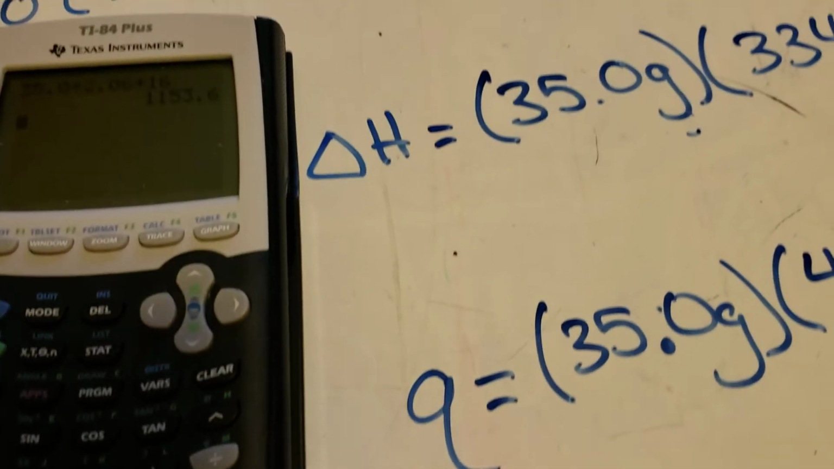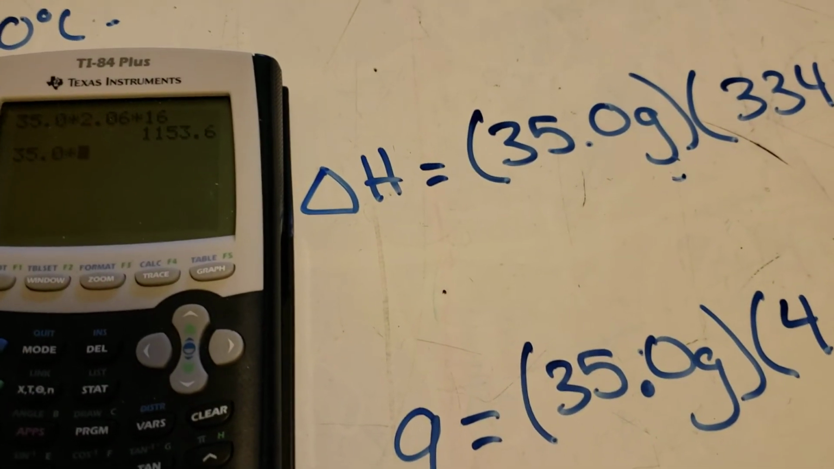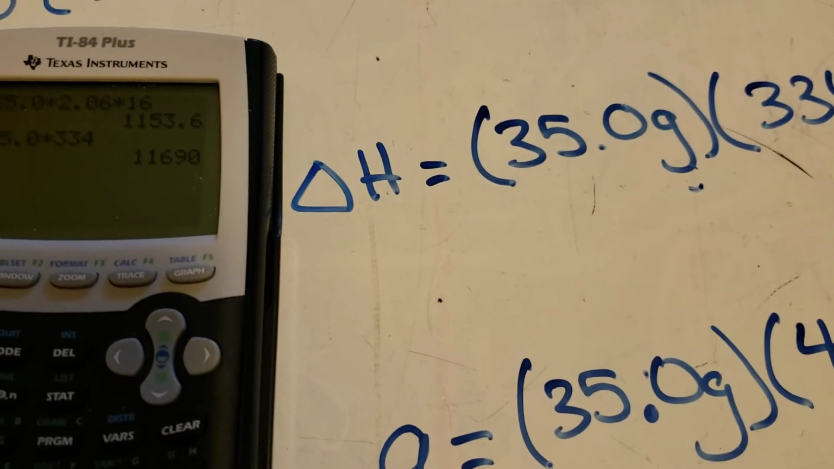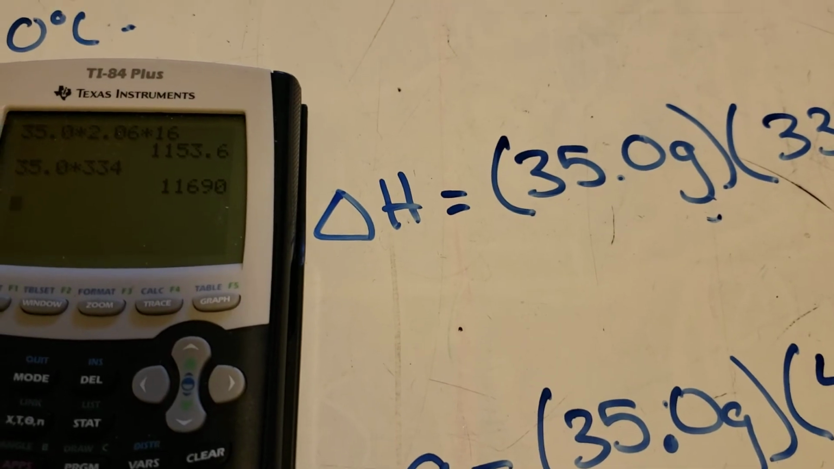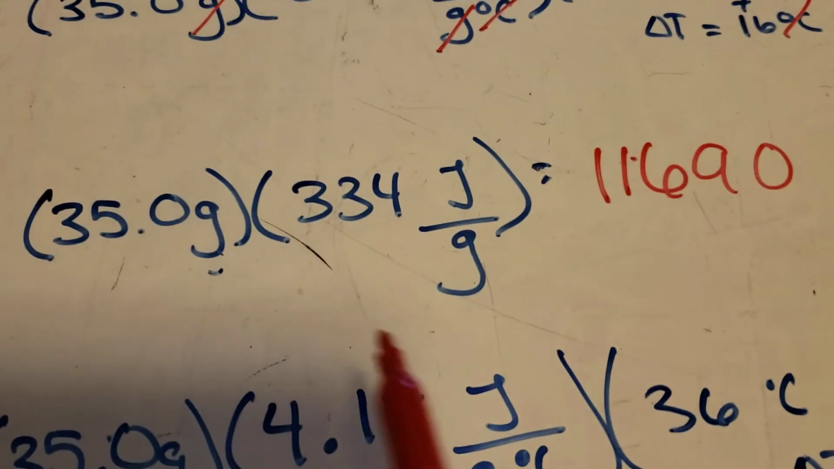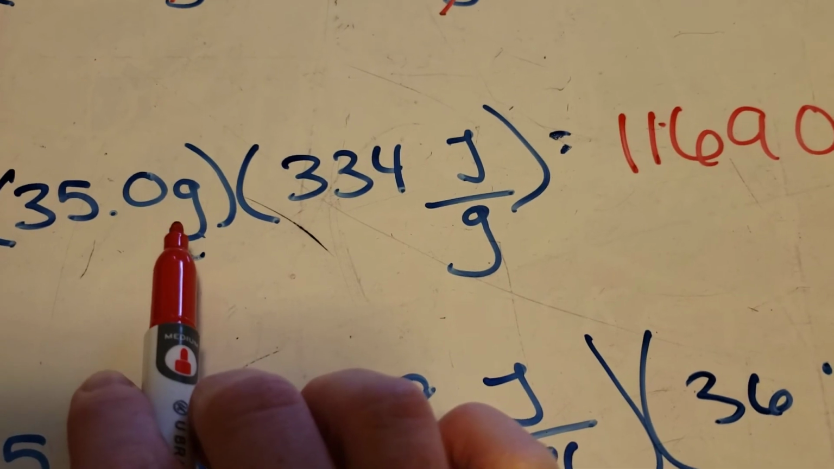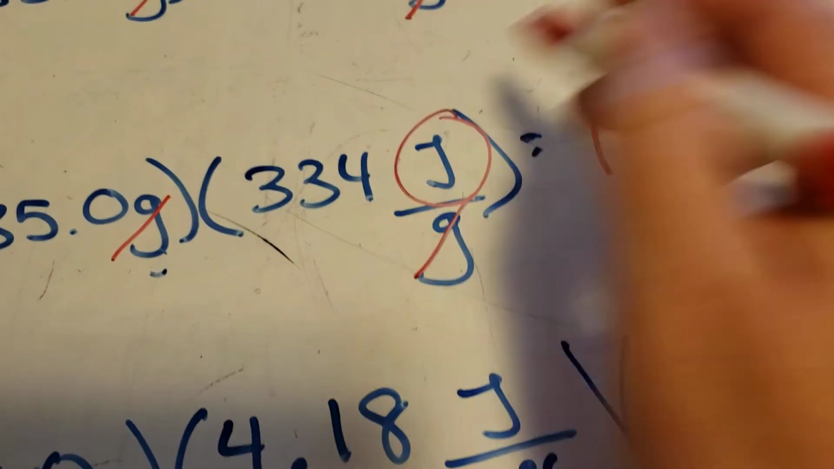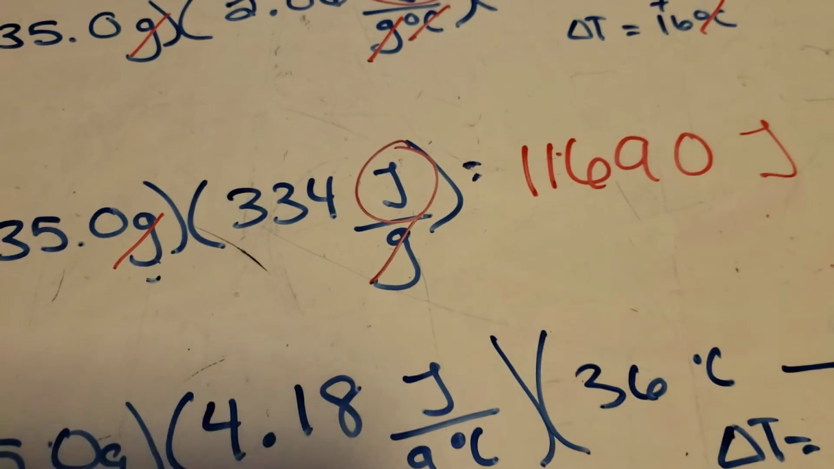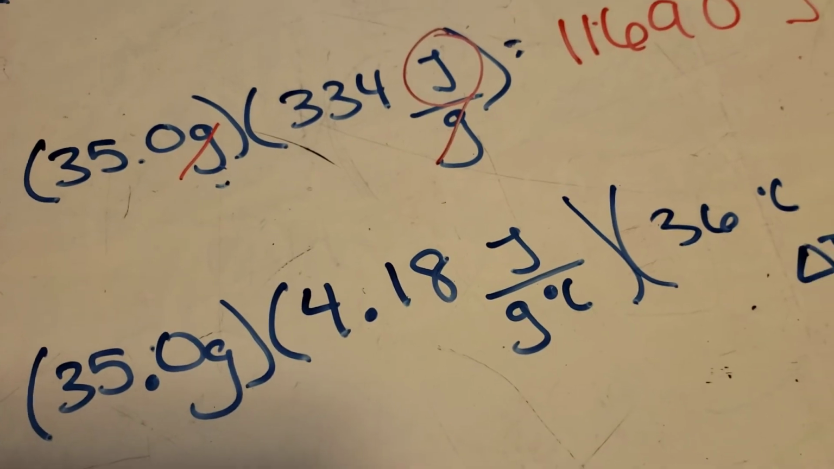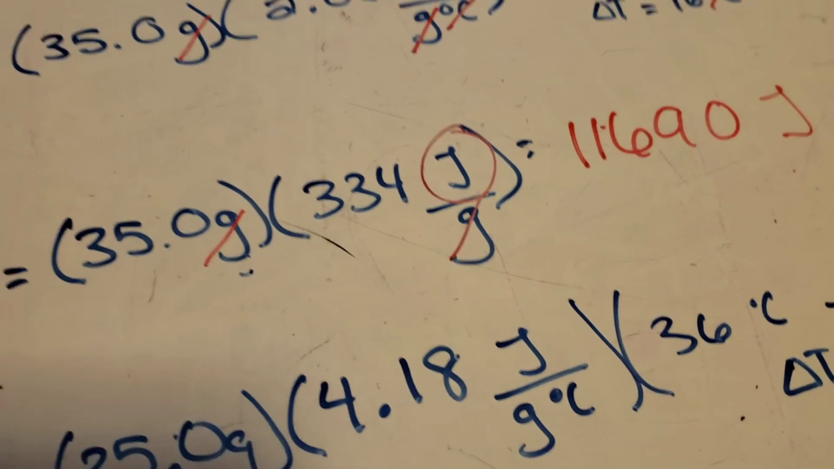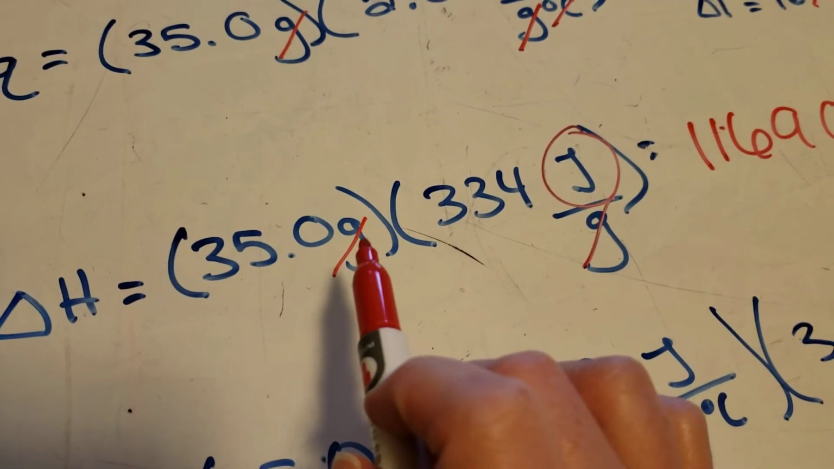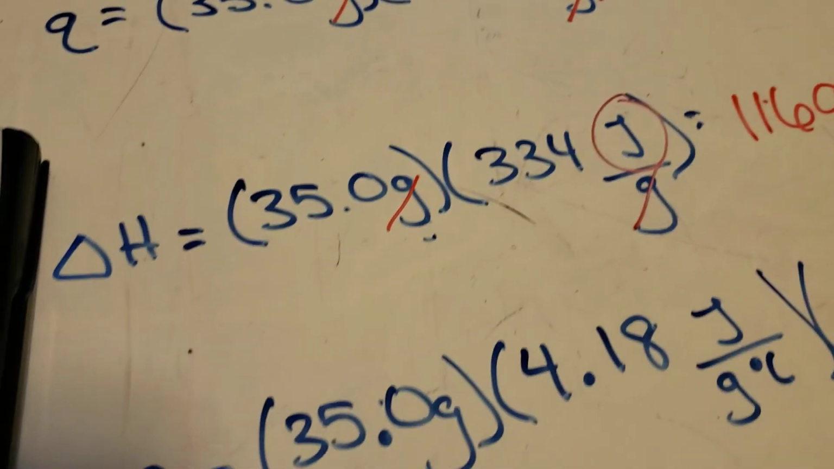All right, so let's do our phase change. So now it's 35.0 times 334. All right, and I get 11,690. Same thing. If I look here, I have my grams here, and then I have my joules over grams. That means I can cancel my grams out, leaving me with joules. If you did it in moles, the unit for heat of fusion is kilojoules per mole. You'd have to convert this 35 grams of H2O to however many moles of H2O by using the molar mass.